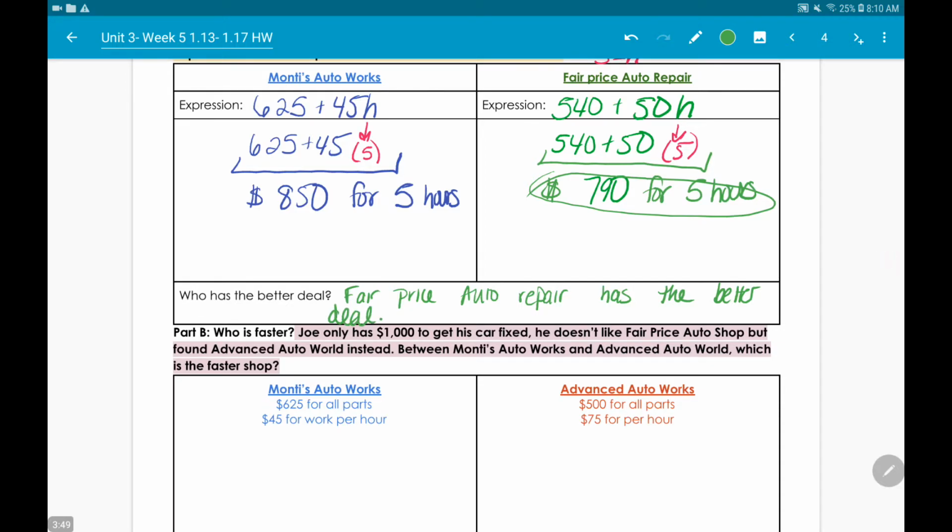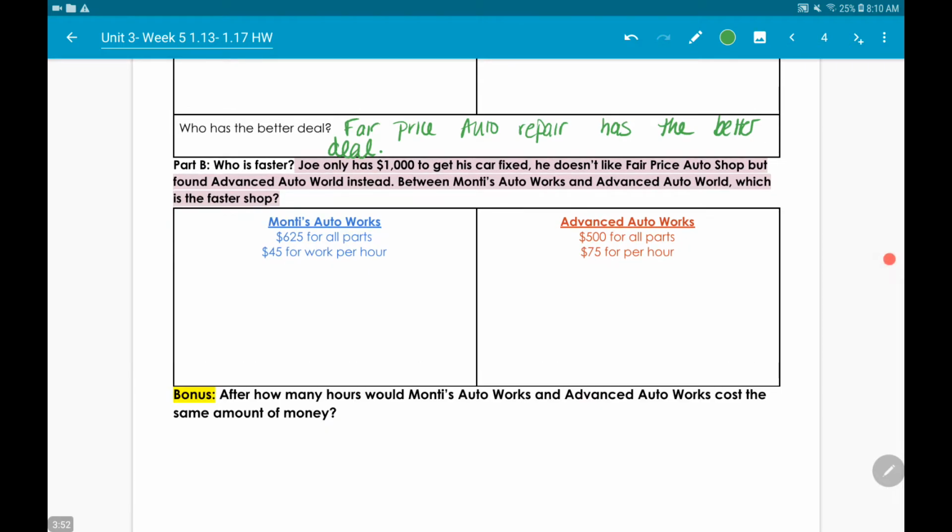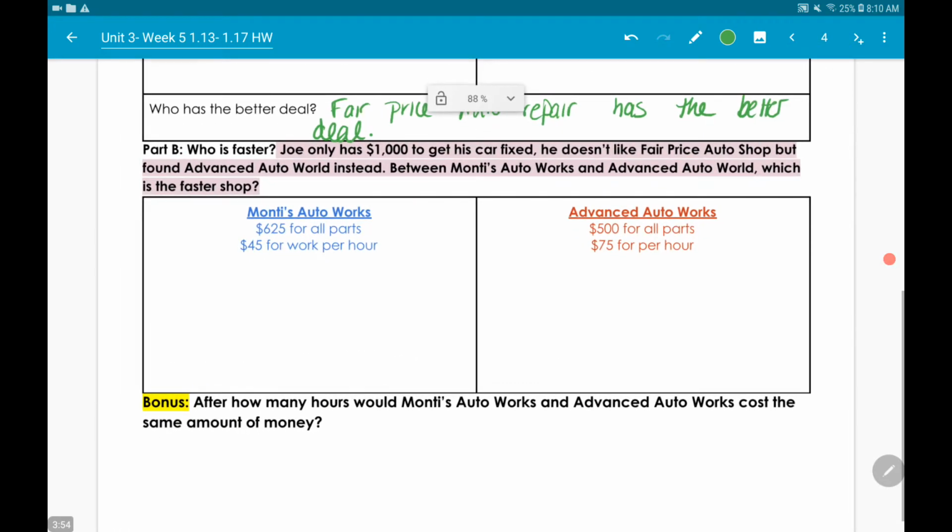All right, well, let's see. What is the next scenario? Part B, who is faster? So now Joe only has $1,000 to get his car fixed. He doesn't like Fair Price Auto, even though they had the better deal. So he found Advanced Auto Works instead. So now between these two companies or repair shops, which is faster if he only has $1,000?